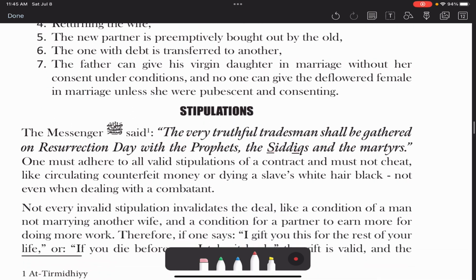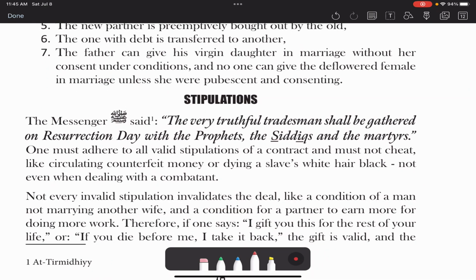As for a deflowered woman, a non-virgin woman, no one can give her in marriage unless she's pubescent and consenting. In other words, if a girl is below puberty and she's not a virgin, she cannot get married. No one can give a deflowered woman away in marriage unless she's pubescent and consenting. That's even her father.